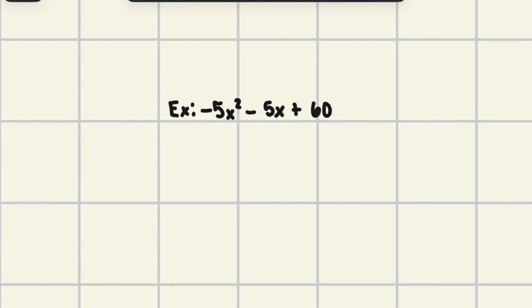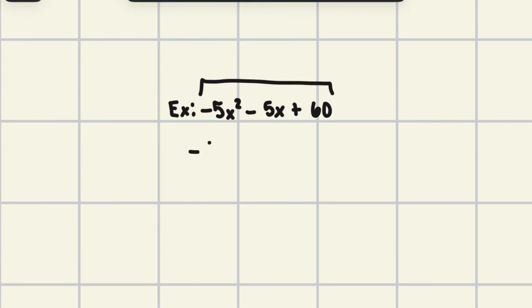Here is our next example. So what we're going to do first is take out a greatest common factor. Here we have negative 5x squared minus 5x plus 60. When you're solving for trinomials and you have a negative a value, you always want to factor out the negative value so that you're left with a positive equation.